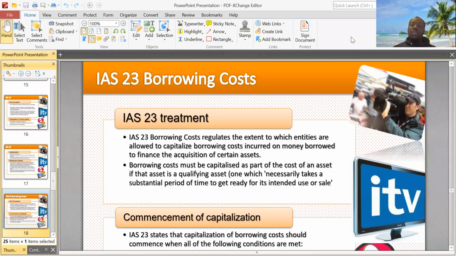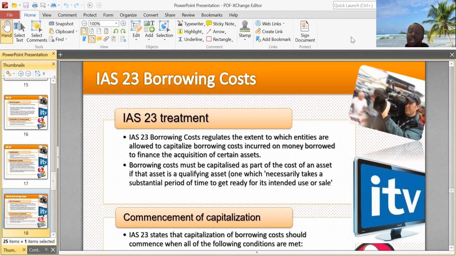So today we'll be looking at IAS 23 borrowing costs, and I'll be laying the foundation in terms of the theory in order for you to understand what this whole borrowing costs is about, right? So when we talk about borrowing costs, it's simply finance costs or the interest costs. So IAS 23 borrowing cost regulates the extent to which entities are allowed to capitalize borrowing costs incurred on money borrowed to finance the acquisition of certain assets, right?